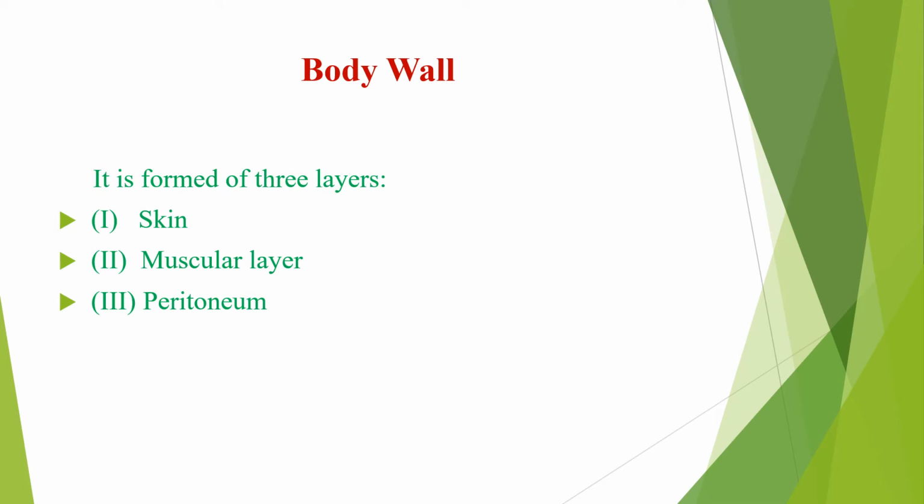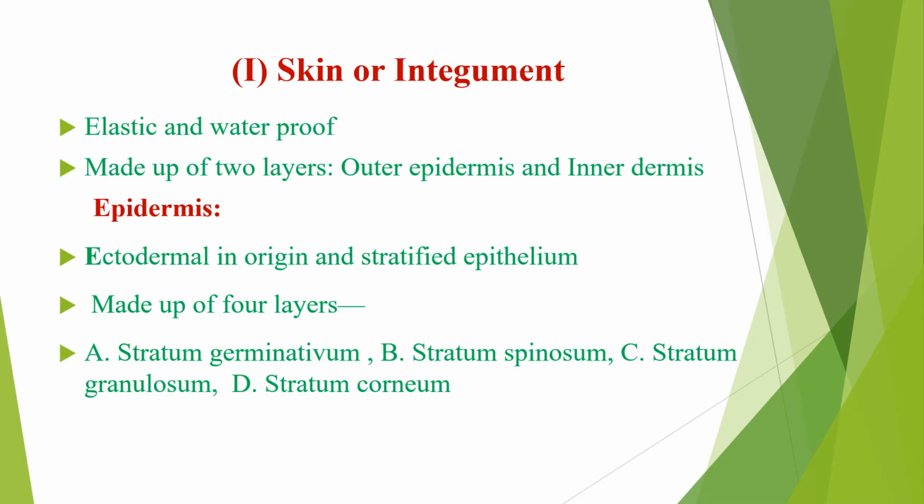Now we will discuss the body wall of the rat. Body wall is formed of 3 layers: skin, muscular layer, and peritoneum. Now let's study skin, which is also called integument. Skin is elastic and waterproof, and it is mainly made up of 2 layers. Outer is called epidermis and inner is called dermis.